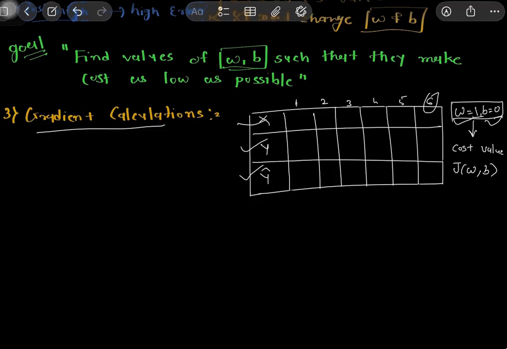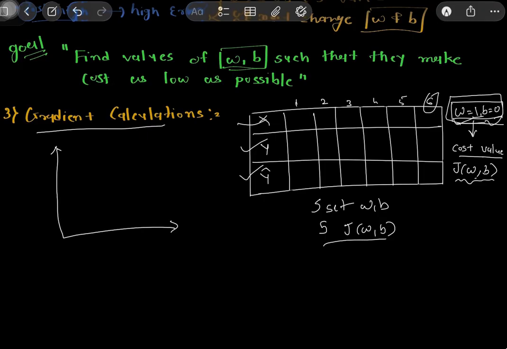Here I will have one cost value for each pair of W and B that I use. So I am renaming it as J of W and B. Whenever I write J of W and B, that will be my cost value for that respective pair of W and B. So if I try, let's say, 5 sets of W and B, then I will have 5 different cost values, 5 different J of W and B values. If we plot these values in a graph, it will look something like this.